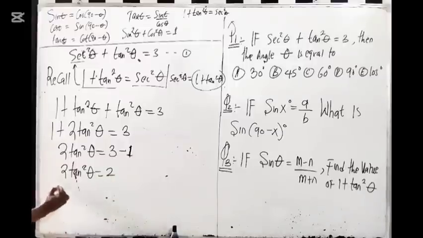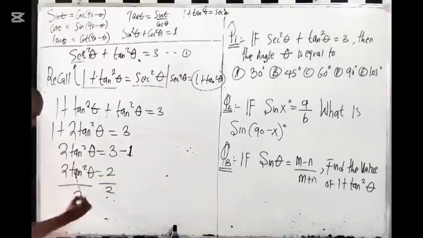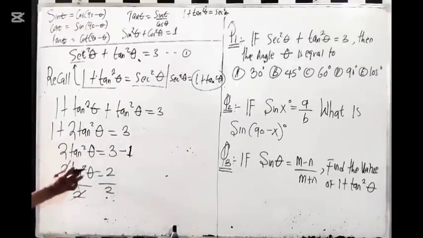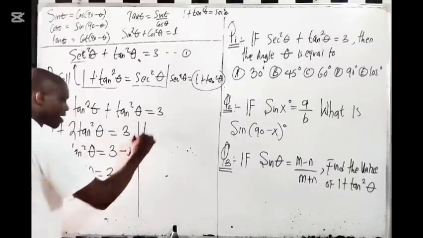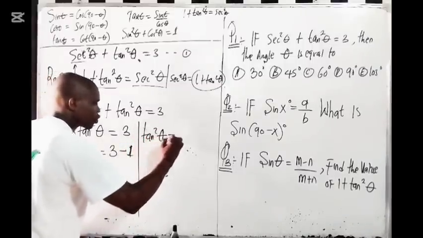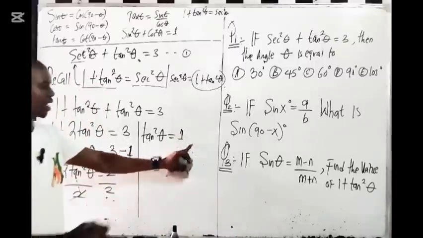Divide both sides by 2. Here we have 2, here we have 2, because we want to make tan squared theta the subject of the formula. So we're going to get tan squared theta equals 1. How do we get 1?